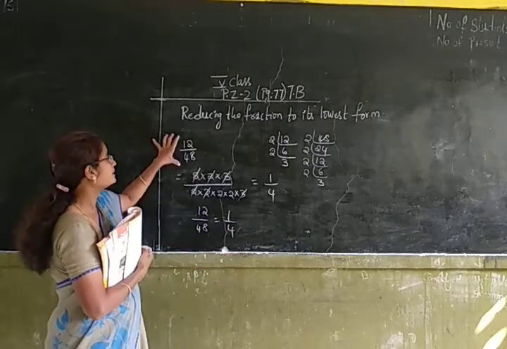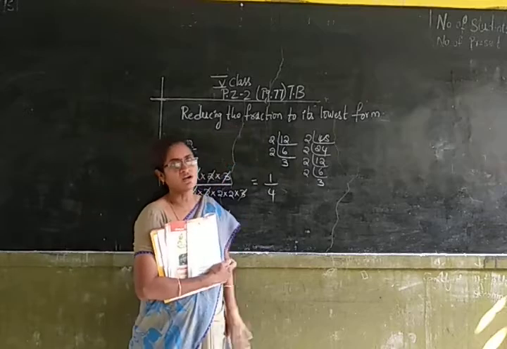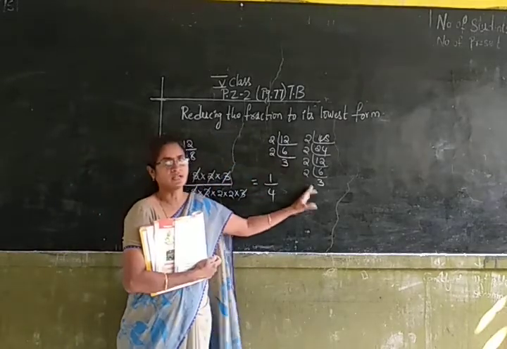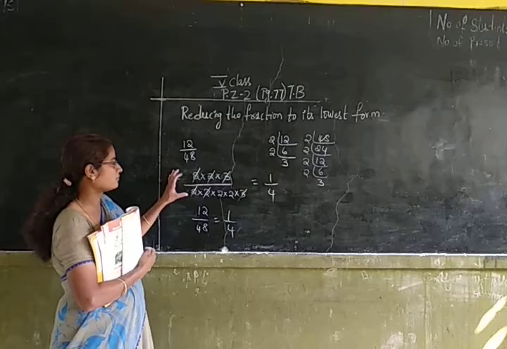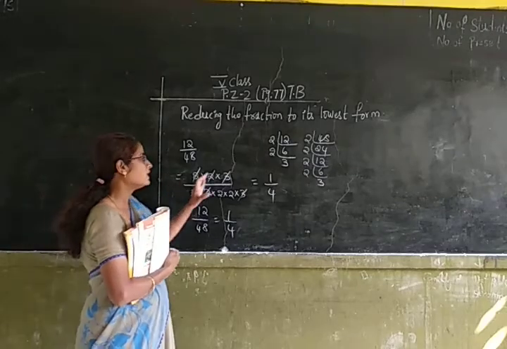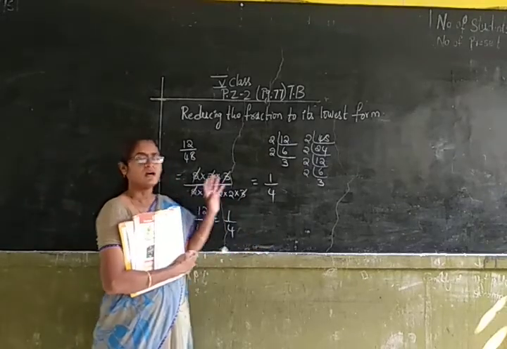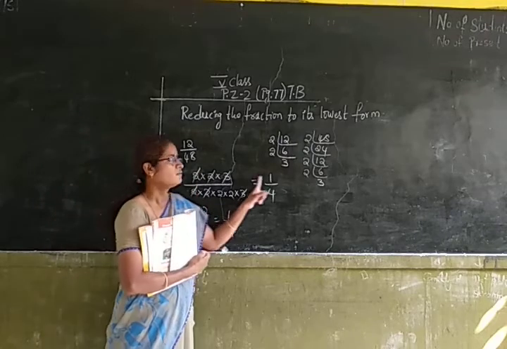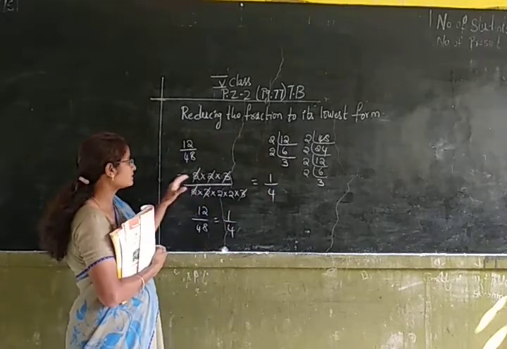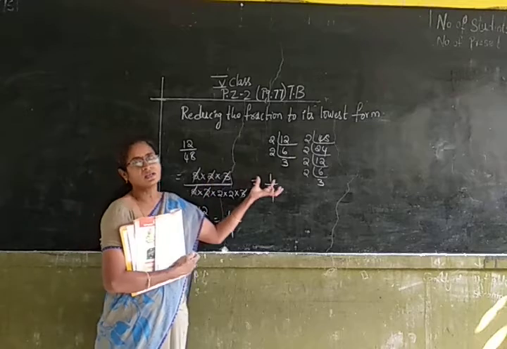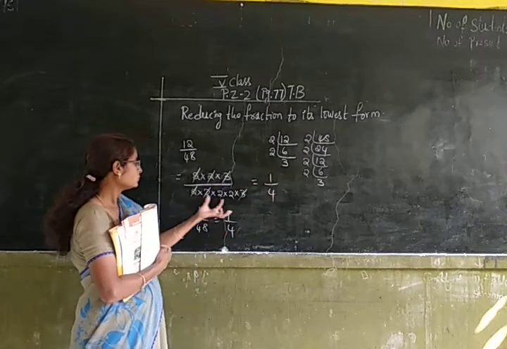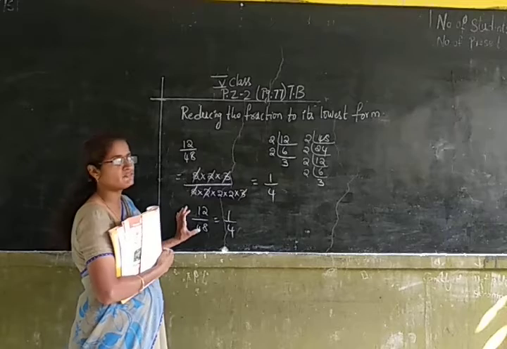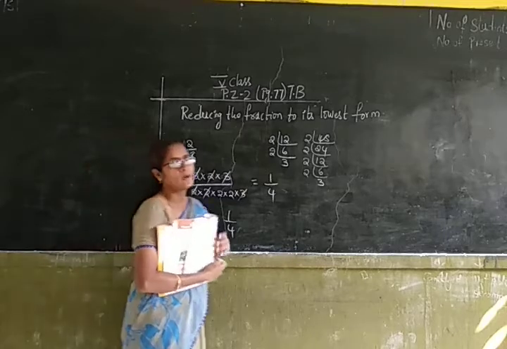So for writing the fraction to its lowest form, what we have to do? We have to find out the prime factors of 12 and 48. After finding out the prime factors, we have to cancel the common factors. After cancelling the common factors, in the numerator we will get 1 because all the numbers have got cancelled, and 2 2s are 4, so we will get 4 in the denominator. So the reduced form of 12 by 48 is 1 by 4.